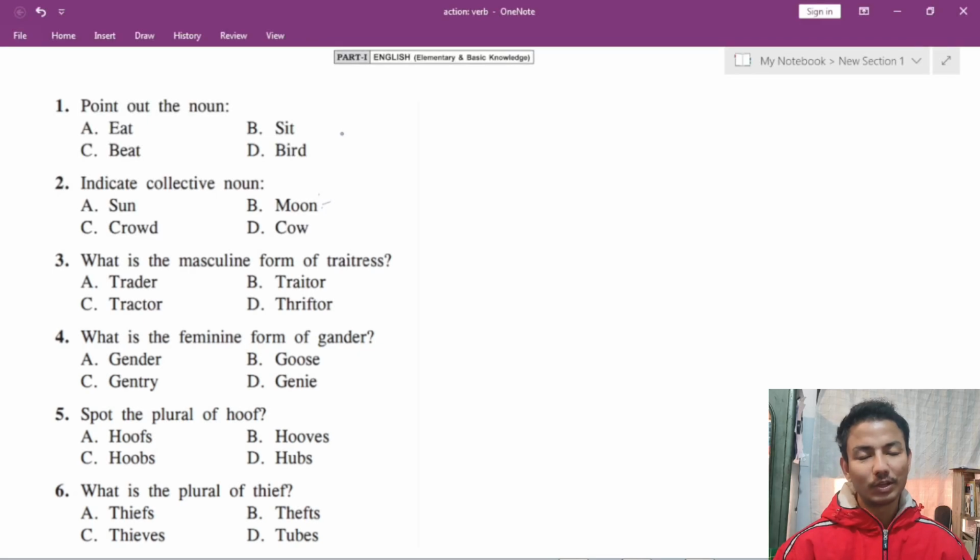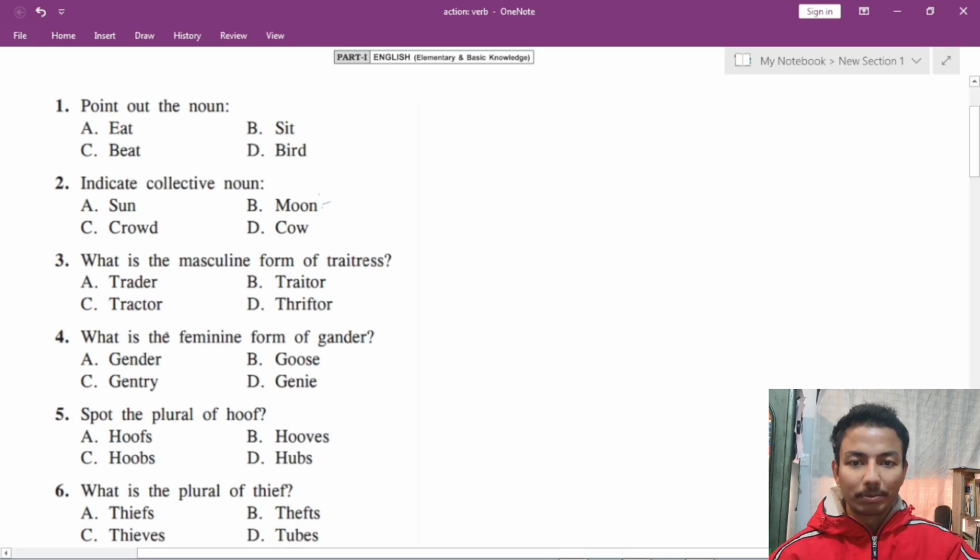Welcome aspirants. Today we'll be continuing our series where we were solving the question paper for AB Group 2022. We are left with the English section. So let us directly solve this paper, okay? So the first question for today is: point out the noun.